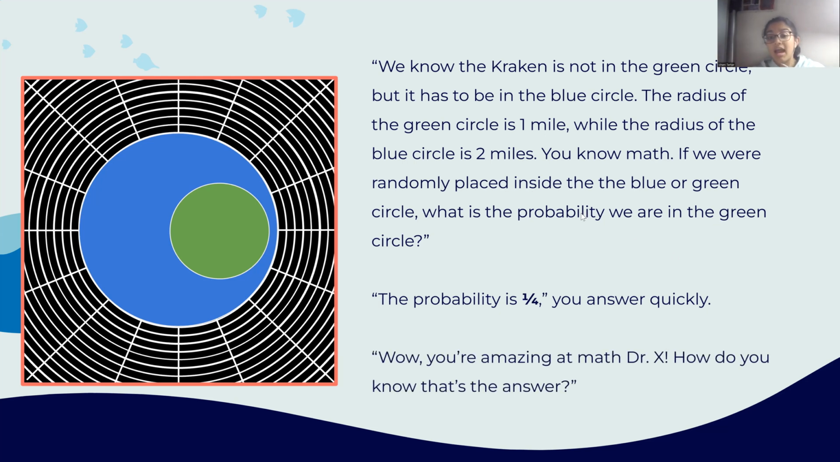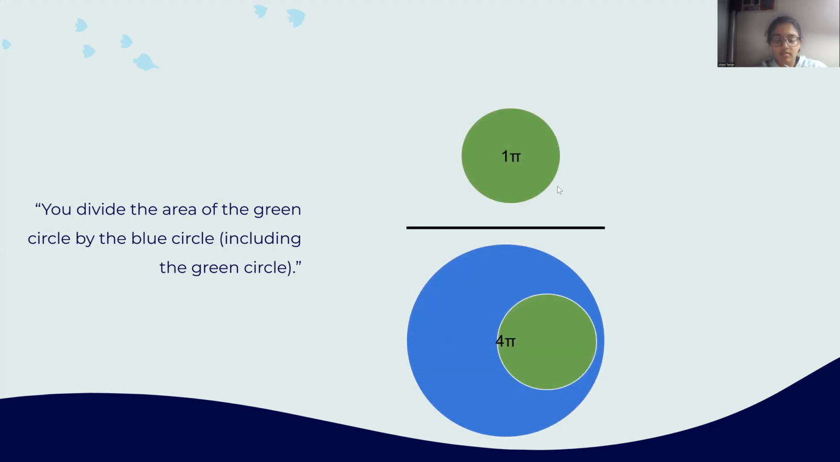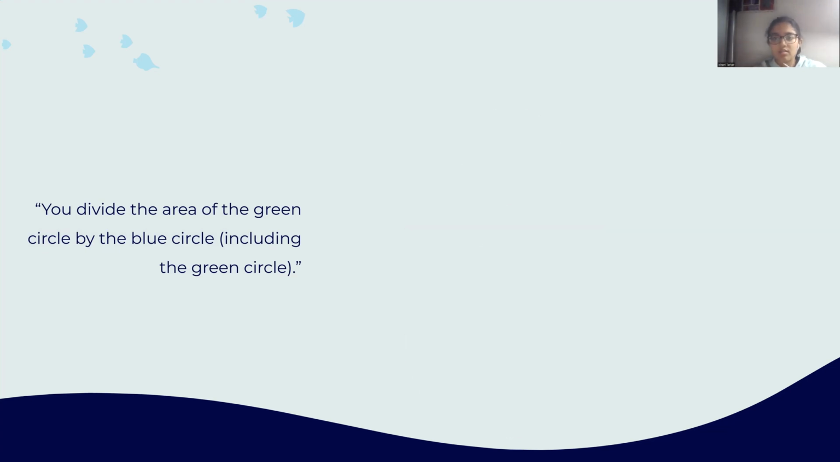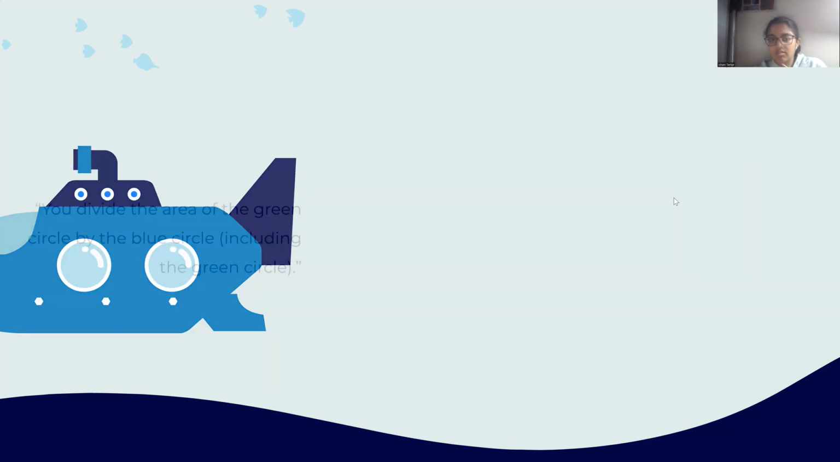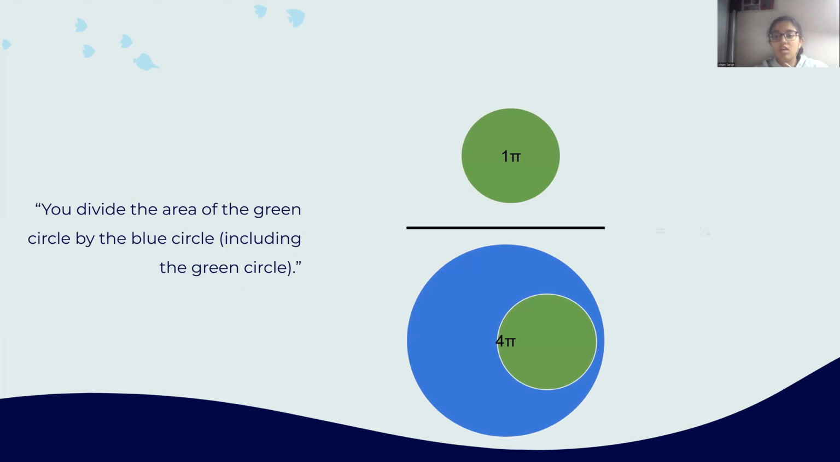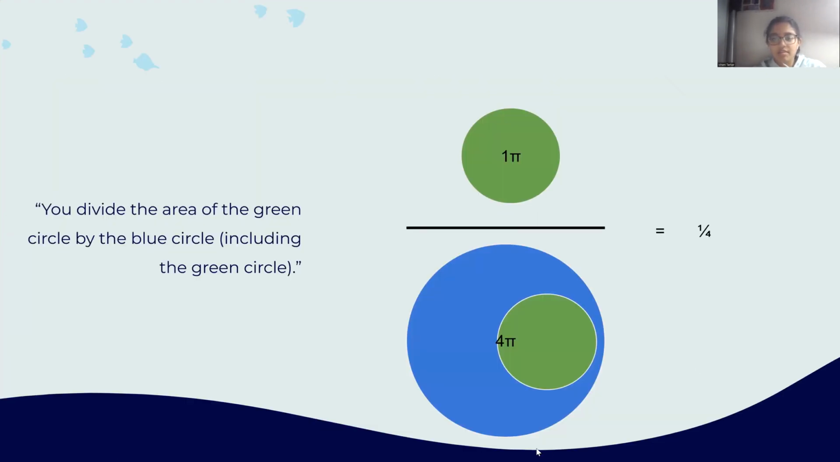And the person asks you, how do you know that's the answer? So when you have a problem like this, you would divide the area of the green circle by the total area of the blue circle, which would be 1/4. The reason we're doing this is because we're trying to find the probability that we select something in the green circle out of the total, right? Because the question is asking, what is the probability that we are in the green circle? So the green circle divided by the total circle. That's 1 pi over 4 pi using pi r squared, and it simplifies down to 1/4.